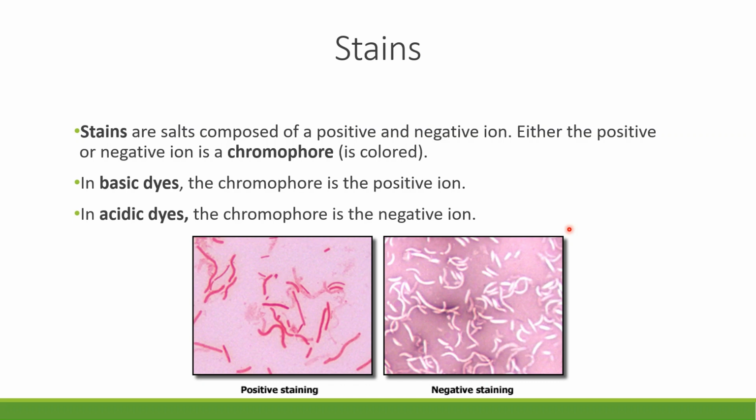We can see in the image here to the left, that's a basic dye, and we have a positive staining of those organisms. And with an acidic dye, that chromophore actually is going to be repelled by those negatively charged surfaces of that microorganism. And so they're going to appear as a stainless object within a stained background.